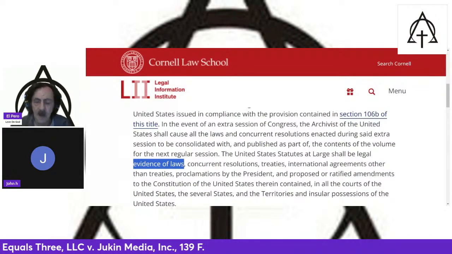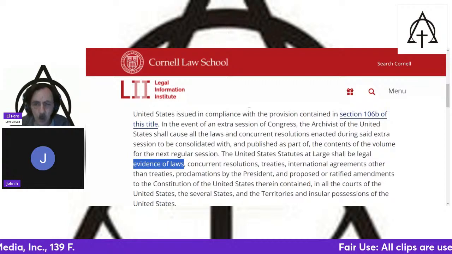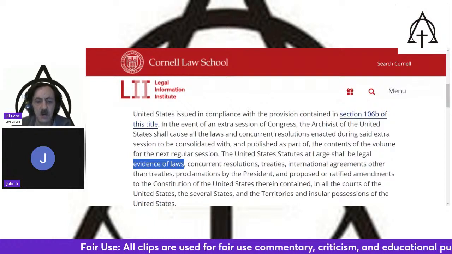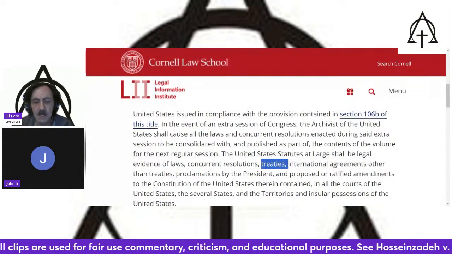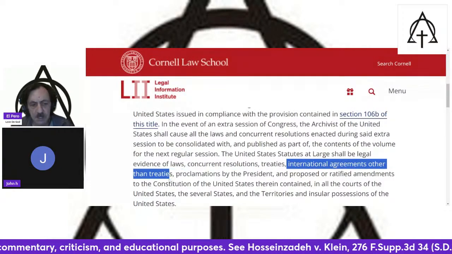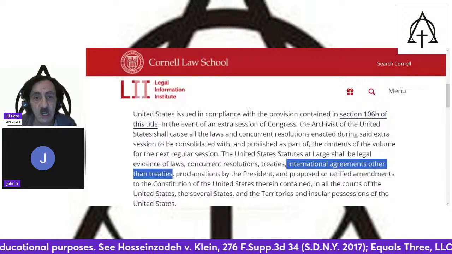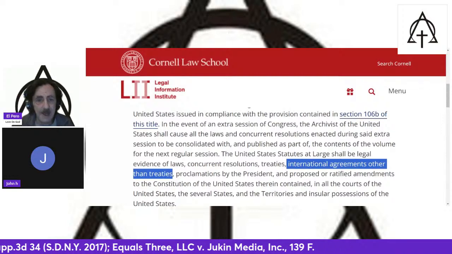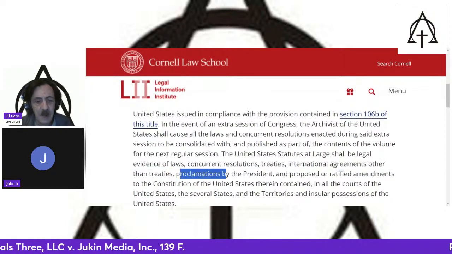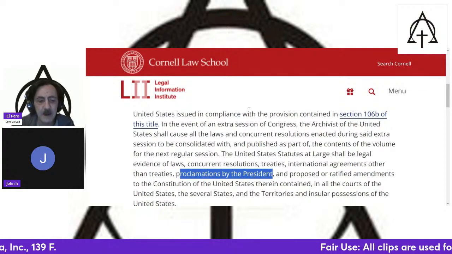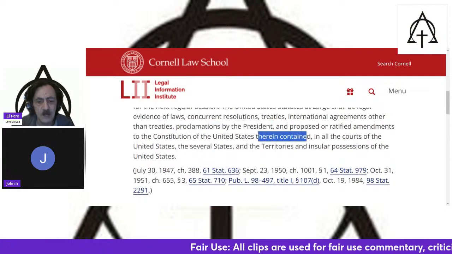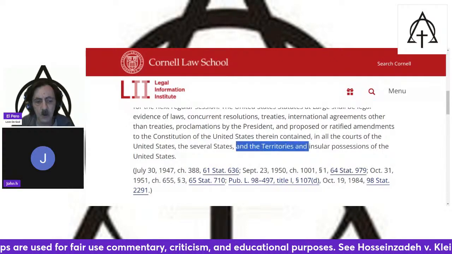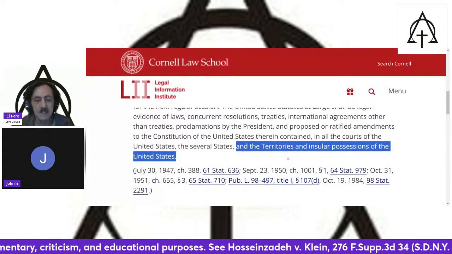Once again, government shall make rules, or Congress shall make rules for the government. And those rules are merely evidence of laws, concurrent resolutions, treaties, international agreements other than treaties, such as little indemnification contracts, recognizing that we are foreign but domestic to the land, and they are the actual foreign entity. Proclamations by the President and proposed or ratified amendments to the Constitution of the United States therein contained in all the courts of the United States, the several states, and the territories and insular possessions of the United States.